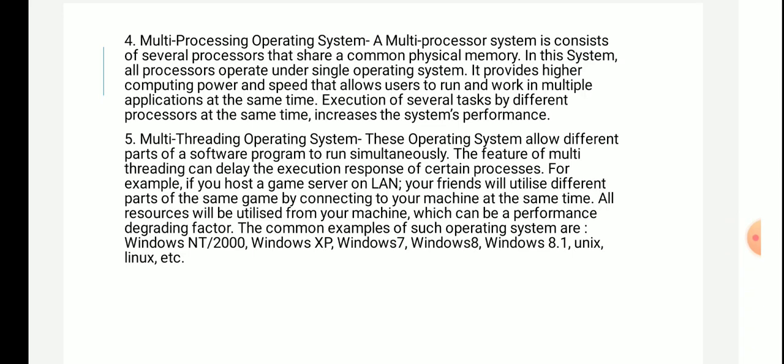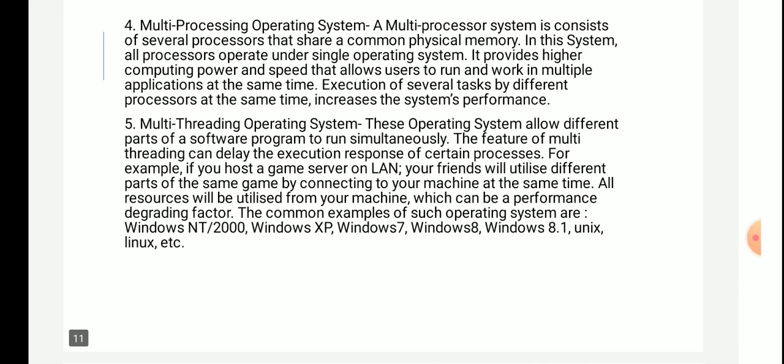All resources will be utilized from your machine, which can be a performance degrading factor. The common examples of such operating systems are Windows NT, Windows 2000, Windows XP, Windows 7, Windows 8, Windows 8.1, Unix, Linux, etc. Now in this multi-threading operating system, it allows different parts of a software program to run together.